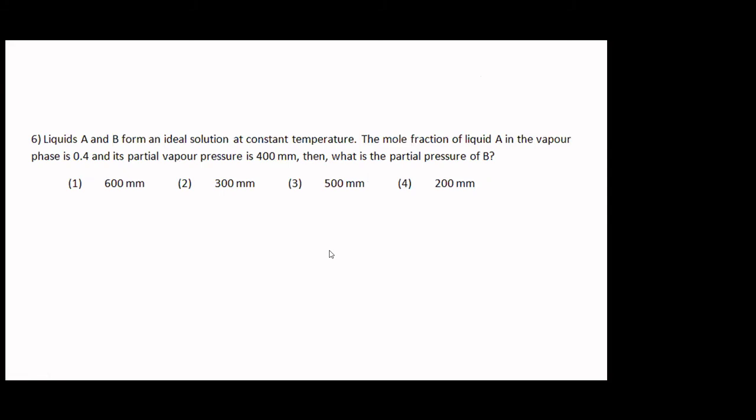Liquid A and B form an ideal solution at constant temperature. The mole fraction of liquid A in the vapor phase is 0.4 and its partial pressure is 400 millimeters. Then what is the partial pressure of B? How do you do this?